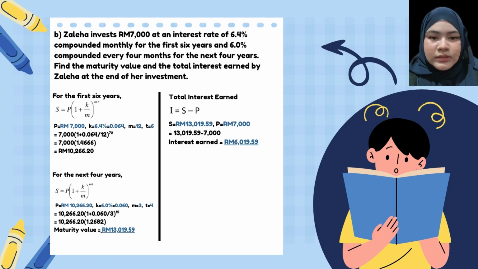and 59 cents. Last but not least, to calculate the total interest earned, we need to use the formula I equal to S minus P. The S value will be the maturity value just now, which is 13,019 and 59 cents, and minus it with P, which is 7,000, and you'll get the interest that Zaliha earned is 6,019 ringgit and 59 cents.